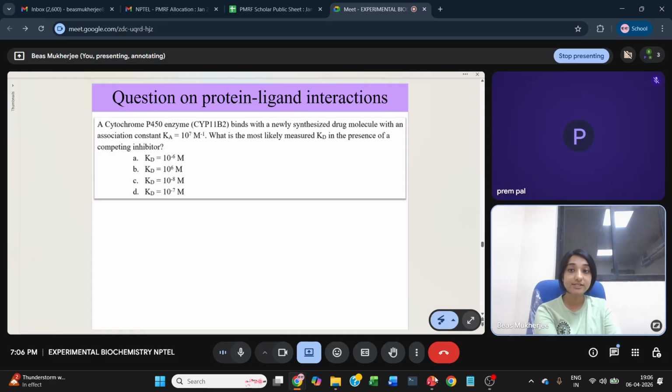Okay, good. Now a cytochrome P450 enzyme binds to a newly synthesized drug molecule with an association constant Ka equal to 10 to the power 7 mole inverse. What is the most likely measured dissociation constant in the presence of a competing inhibitor? So you know that association constant is 1 by dissociation constant. But if there is a competing inhibitor present, then what is going to happen to the value? Is it going to increase, decrease? What is going to happen?